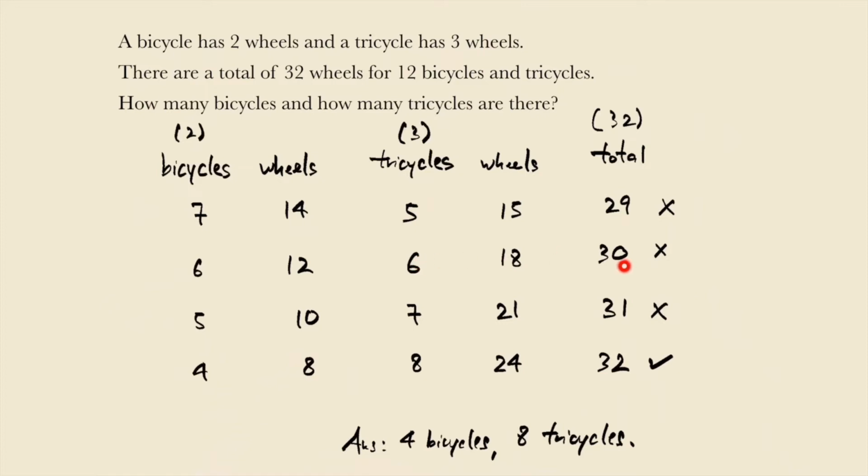That's too few still. Increase by 1 again. Increase by 1 again. And eventually you get to 32. Guess and check. How many bicycles and tricycles? That's 4 of the bicycles, 8 of the tricycles.